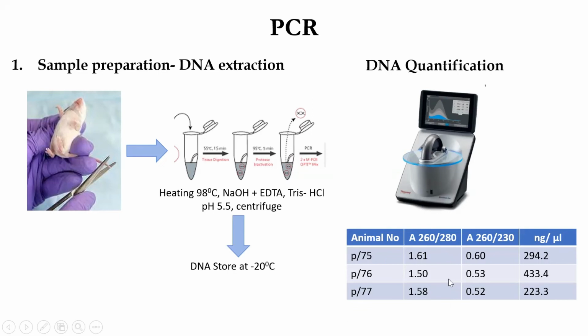You get data in the form of absorbance at 260/280 nanometer, absorbance at 260/230 nanometer, and nanogram per microliter, which is the DNA quantity. Now DNA absorbs, as we all know, in the 260 to 280 nanometer range. So this gives you how pure the DNA is, and the absorbance 260/230 tells you how much contamination is in this DNA, and nanogram per microliter is directly the quantity. This is a very easy technique. You just have to load your sample and it automatically gives you the quantity of the DNA.